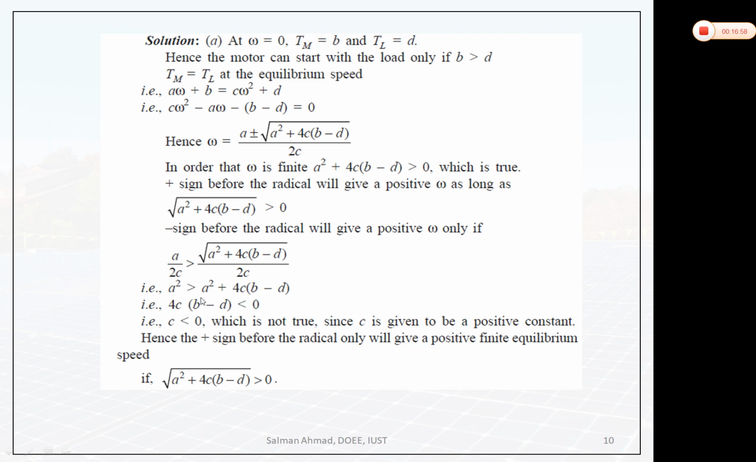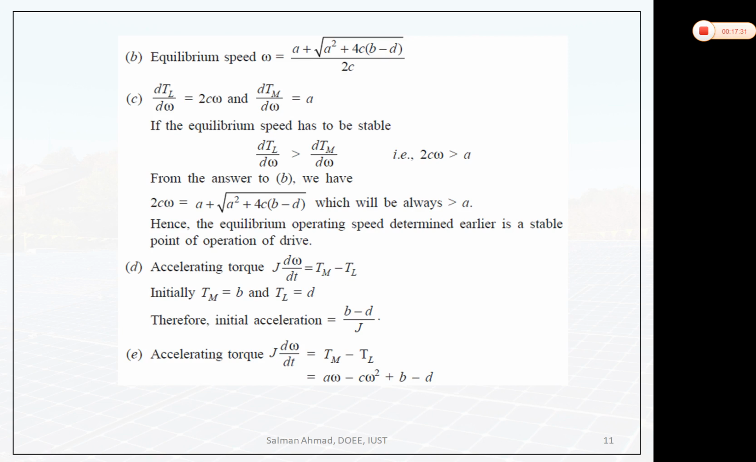So this number is positive, c is a positive number, so the left hand side is a positive quantity but the right hand side is less than 0. That means this is not true, so we are not having any solution for the negative sign. So we have to take the positive sign, and the positive sign only will give a positive finite equilibrium speed, if this number is positive.